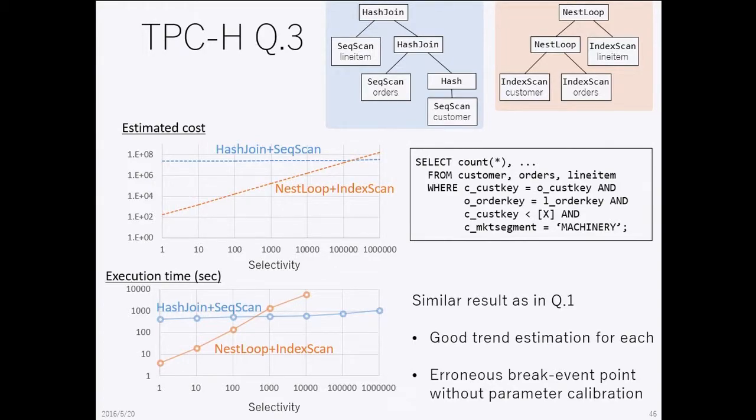Next, look at join query. TPC-H query number 3 is a three-way join query with simple aggregation. The results look similar to query number one. Cost of nested loop with index scan is almost proportional to the selectivity, and cost of hash join with sequential scan is nearly flat. Again, cost trend estimation is good for each join method, but in this range, nested loop join takes several thousand seconds, while hash join finished in hundreds of seconds. So cost parameter calibration matters a lot.